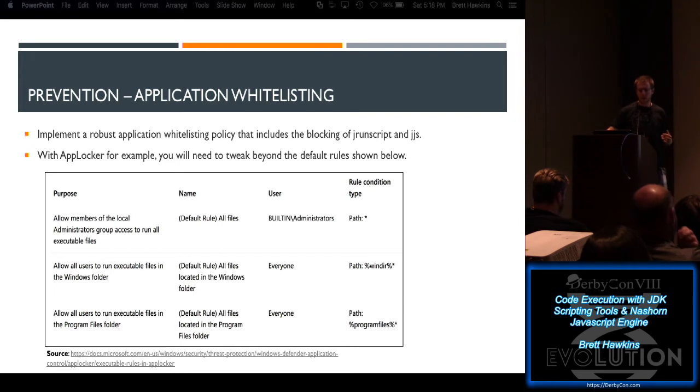On the prevention side, application whitelisting has got a lot of attention lately. So you should implement a robust application whitelisting policy, which includes blocking JRunScript and JJS. Below here, these are the default executable rules with AppLocker. You're going to need to do more than just the default rules. If you take a look at the third one down, it says allow all users to run executables in the program files folder. If you remember, I was talking about the default install for Windows. Those tools get installed in program files, right? So you need to tweak it beyond the default rules in order to prevent those from executing.